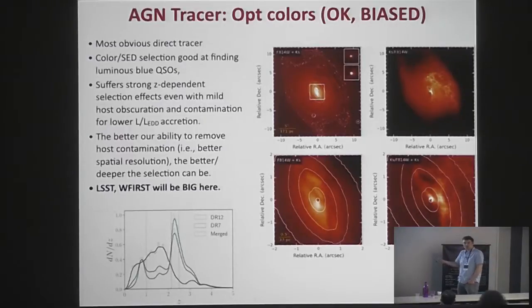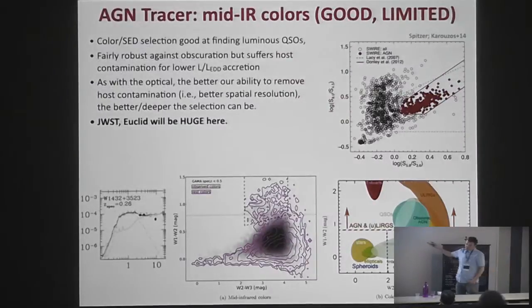So going to the near-infrared also is beneficial. The other tracer that was pretty decent was the mid-infrared colors. It's good. It's not biased to obscuration, but it's limited in terms of its luminosity. And so this is a couple of different methods of how you would do it. Typically the mid-infrared has the better spatial resolution, but still it's about 5 arc-second resolution. You have pretty strong contamination from your host.